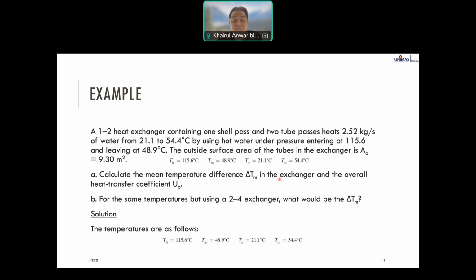So the first thing you need to do is to draw the 1 to 2 heat exchanger containing 1 shell pass and 2 tube passes. Identify the THI until TCO based on the question. Question A, calculate the mean temperature difference delta Tm in the exchanger and the overall heat transfer coefficient UO. B, for the same temperatures using a 2-4 exchanger, what would be the delta Tm? So identify the THI, THO, TCI, and TCO.